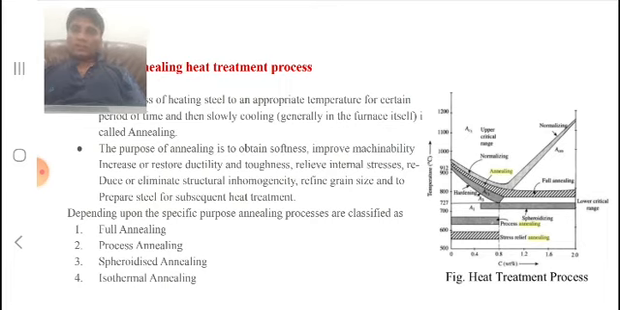But the disadvantage is we cannot adopt isothermal annealing on huge sections, because we have to quench them in temperature baths, which becomes very difficult for huge sections in big tanks. So maintaining the bath temperatures will become very difficult. The main disadvantage of isothermal annealing is it can only be adopted for small sections, and it cannot be adopted on huge sections. Otherwise, full annealing and isothermal annealing are both the same.